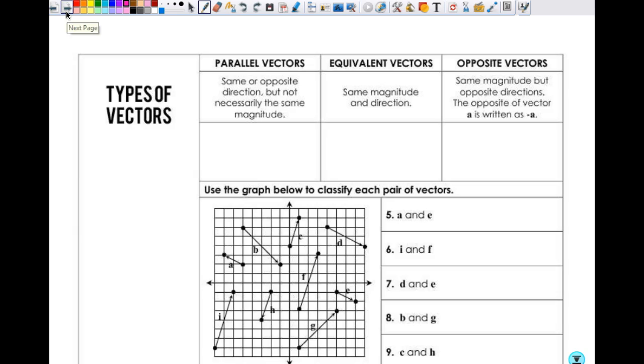Let's talk about different types of vectors. We can have parallel vectors. They have the same or opposite direction, but not necessarily the same magnitude. They could, but not necessarily. So parallel vectors could look like this. This could be A and then B. So if those are my 2 vectors, then I can say vector A is parallel to vector B.